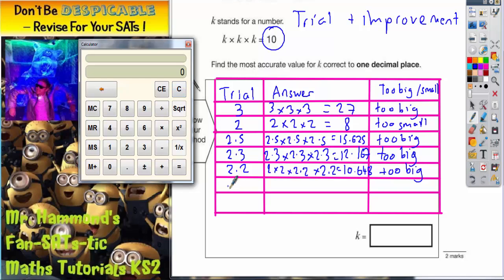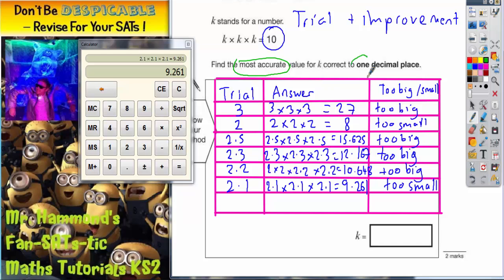So the next one to try, we already know that 2 is too small because that made 8. The only thing we haven't tried is 2.1. So let's try 2.1. 2.1 times 2.1 times 2.1 does give us 9.261. Now that's less than 10. So that's too small.